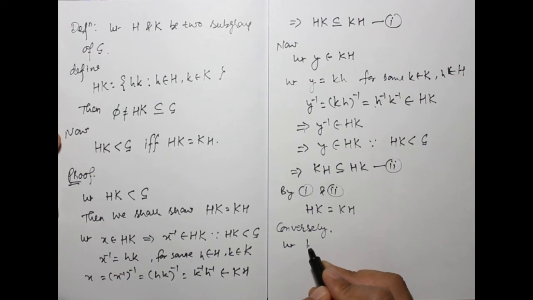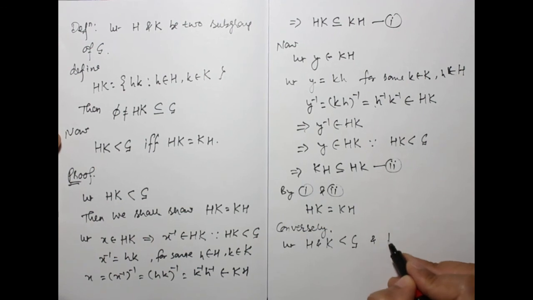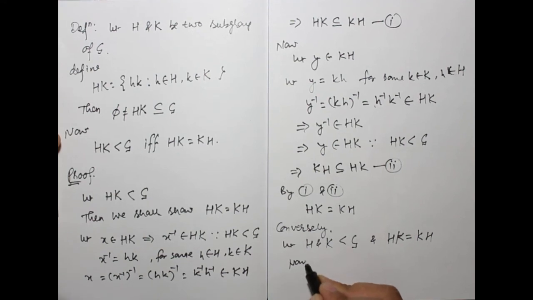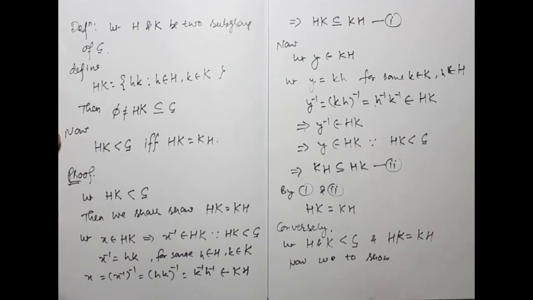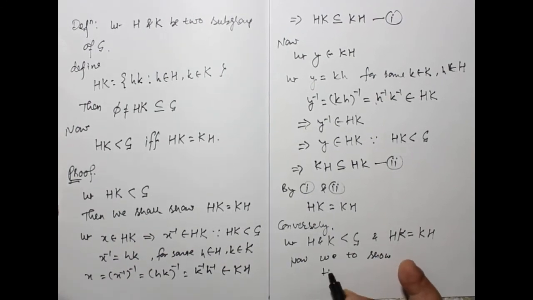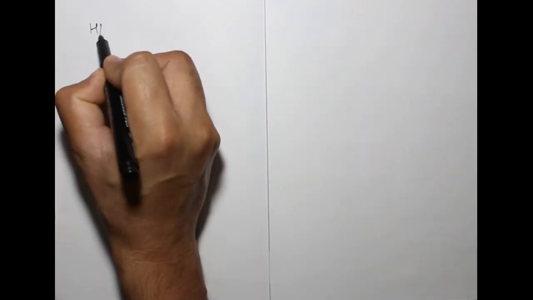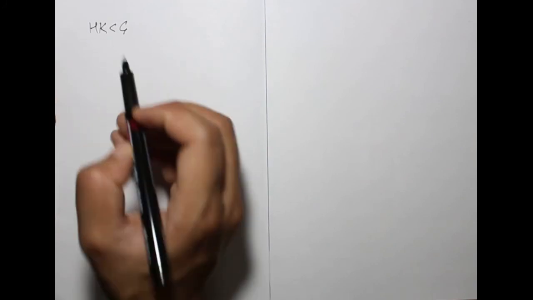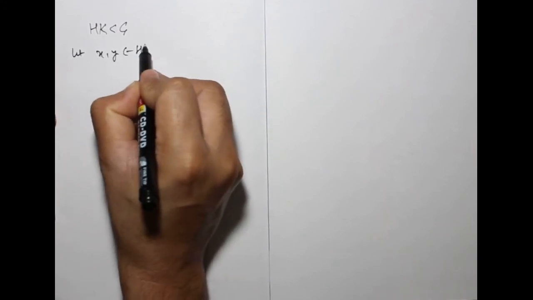Now conversely, let H and K be subgroups of G and HK equals KH. Now we have to show HK is a subgroup of G. We will use the one step test here. So let x, y belong to HK.